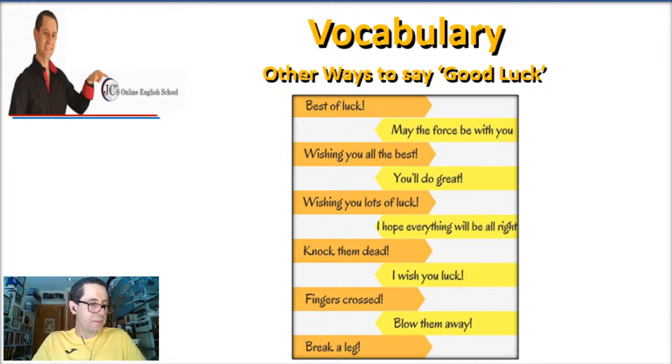I hope you're still awake. I hope you're still with me. So tell me, which one do you prefer? Best of luck, may the force be with you, etc. I prefer wishing you all the best. So let me know, which one is your favorite? Instead of saying good luck all the time, there are several options.